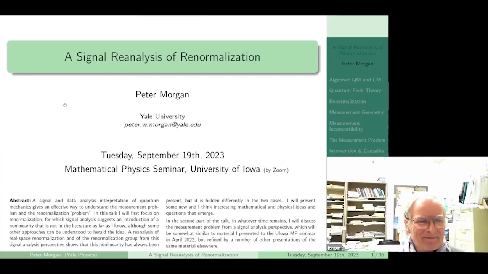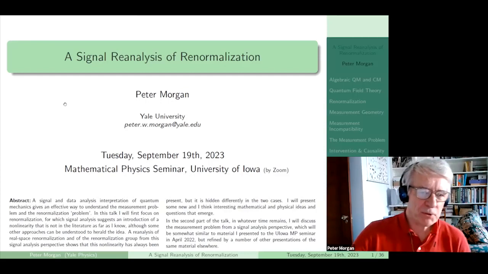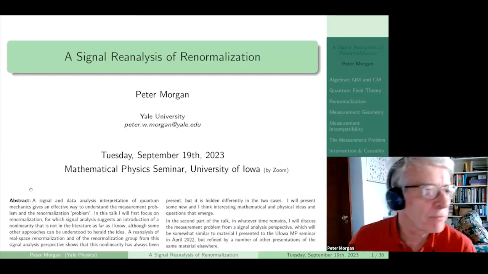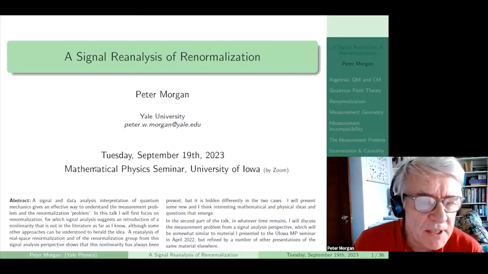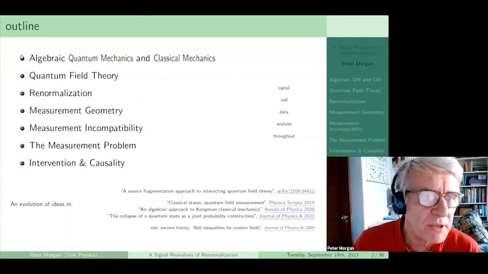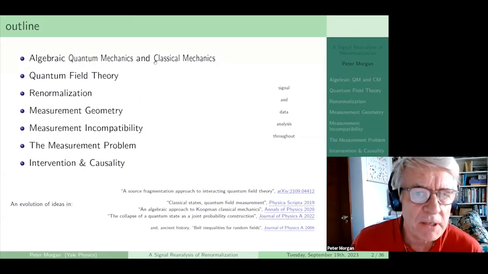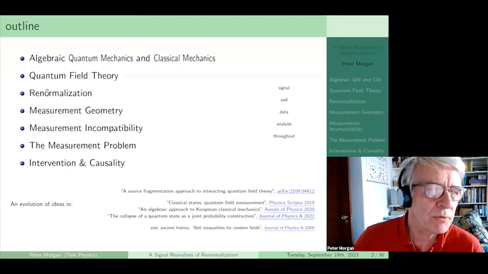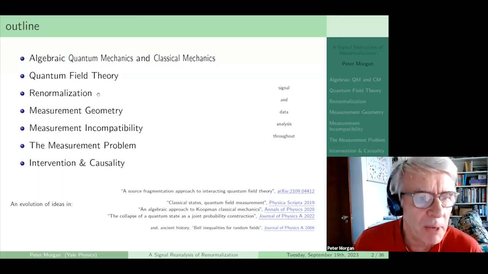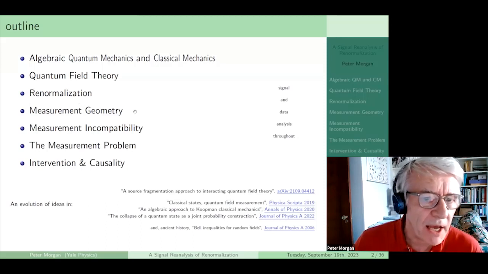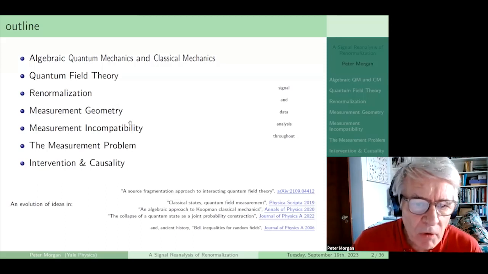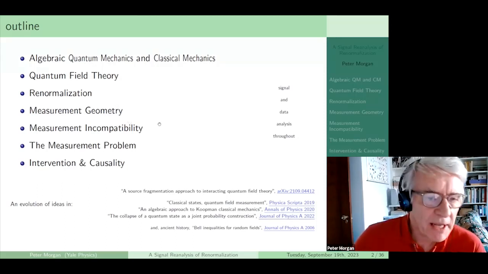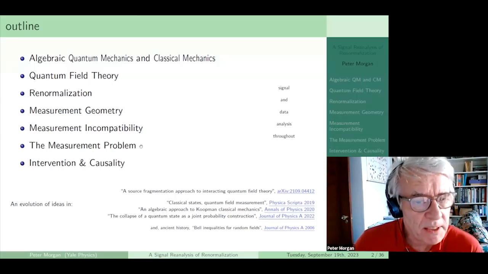So, thank you. I want to give you some sense of why I find it very helpful to think in terms of signal and data analysis when trying to understand quantum mechanics. I'm going to start off with a fairly elementary discussion of algebraic quantum mechanics and classical mechanics, and then immediately start talking in terms of signal analysis about quantum field theory and applying the same kind of thinking to renormalization. Then I'll have just one slide indicating how I think that can be used towards quantum gravity. And then, as well, applying signal and data analysis thinking to measurement incompatibility and the measurement problem.